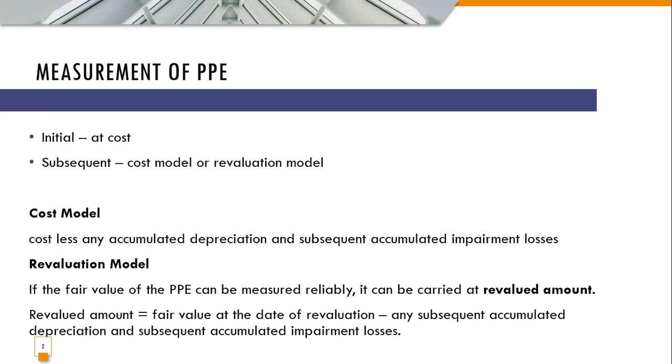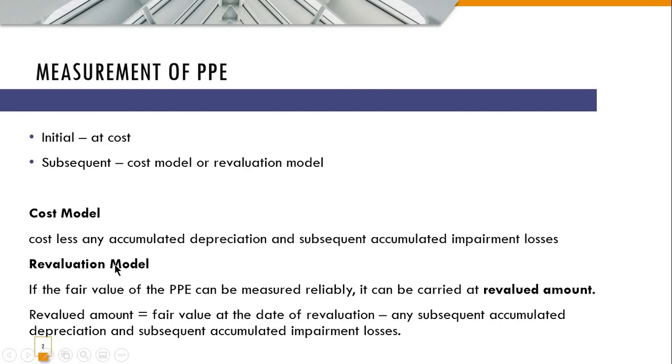or revaluation model. Okay? So, cost model, so that's gonna be cost less any accumulated depreciation and subsequent accumulated impairment losses. Of course, kapag subsequent to the initial measurement, for example, binili natin yung property, plant, and equipment on February 1. Okay? So, at the time of the purchase of the property, plant, and equipment, it is measured at cost. Now, what if December 31 of the same year, okay, you can measure the same asset using the cost model. So you continue the cost model measurement initially, or you can choose revaluation model.